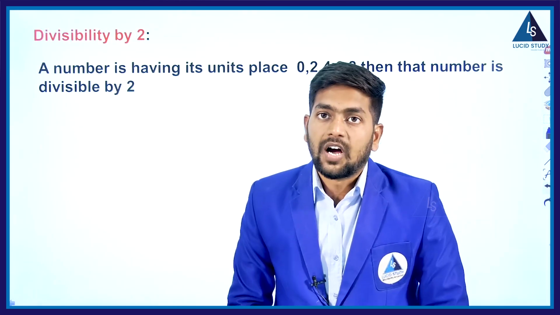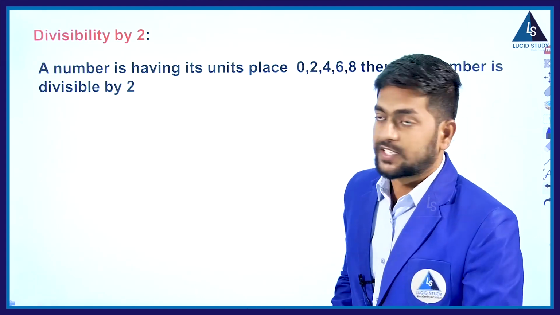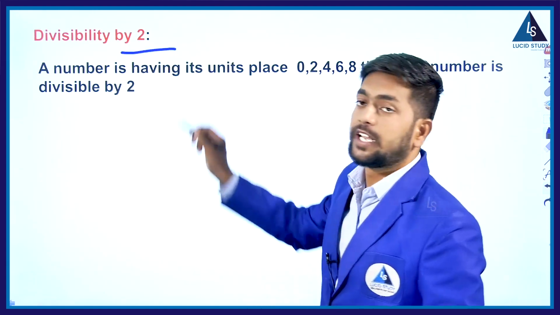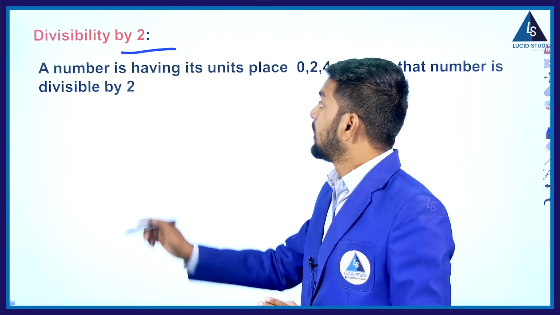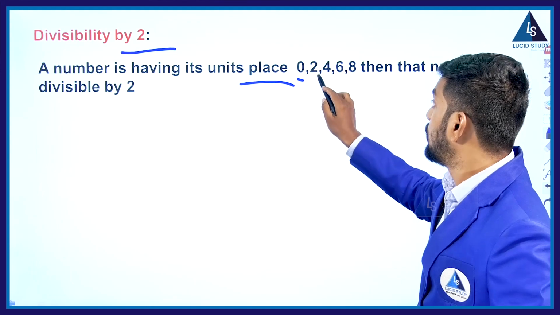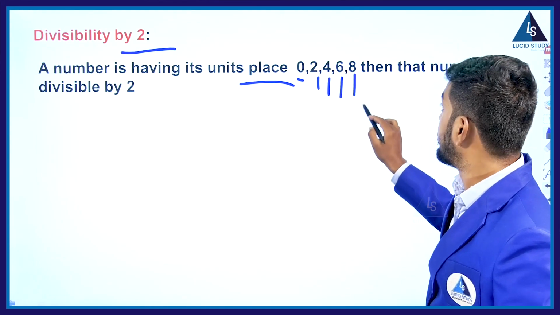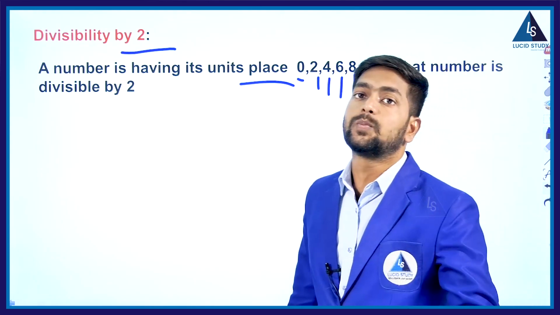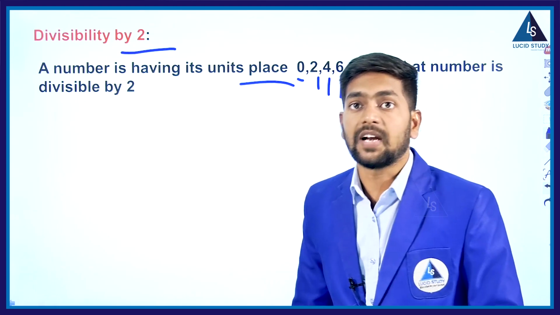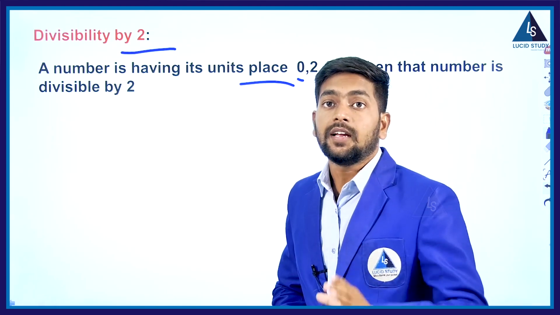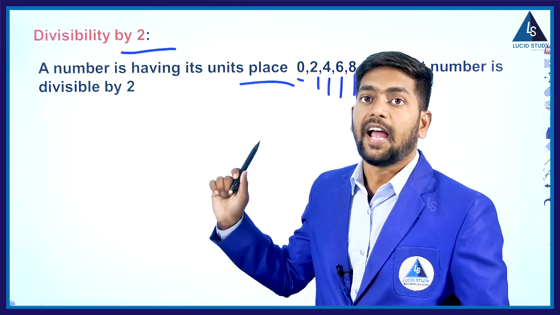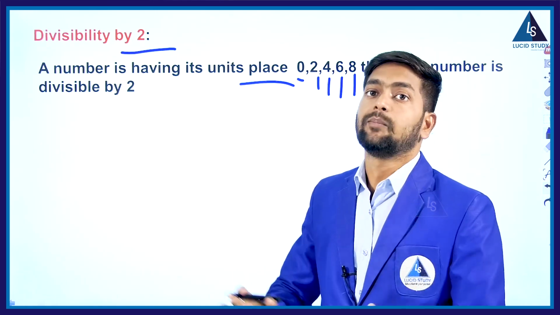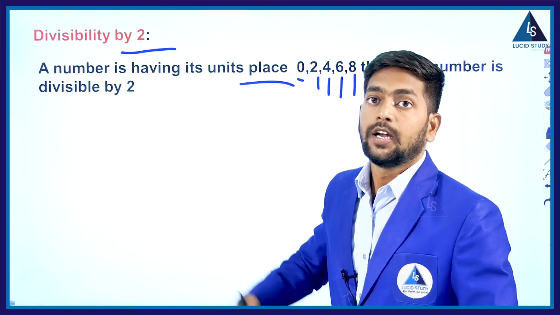Now we'll see divisibility rules. First we will see divisibility by 2. A number which has 0, 2, 4, 6, 8 in its units place is divisible by 2. That whole number will be divisible by 2.